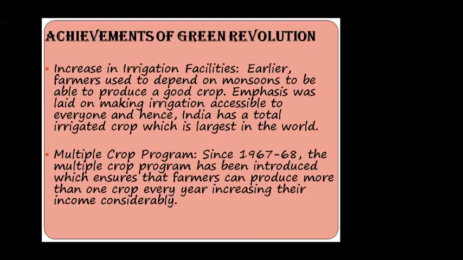Increase in irrigation facilities. Earlier, farmers used to depend on monsoons to be able to produce a good crop. But later on, emphasis was laid on making irrigation accessible to everyone, and hence India has a total irrigated crop area which is largest in the world. Multiple crop program. Since 1967-68, the multiple crop program has been introduced, which ensured that farmers can produce more than one crop every year, increasing their income considerably.